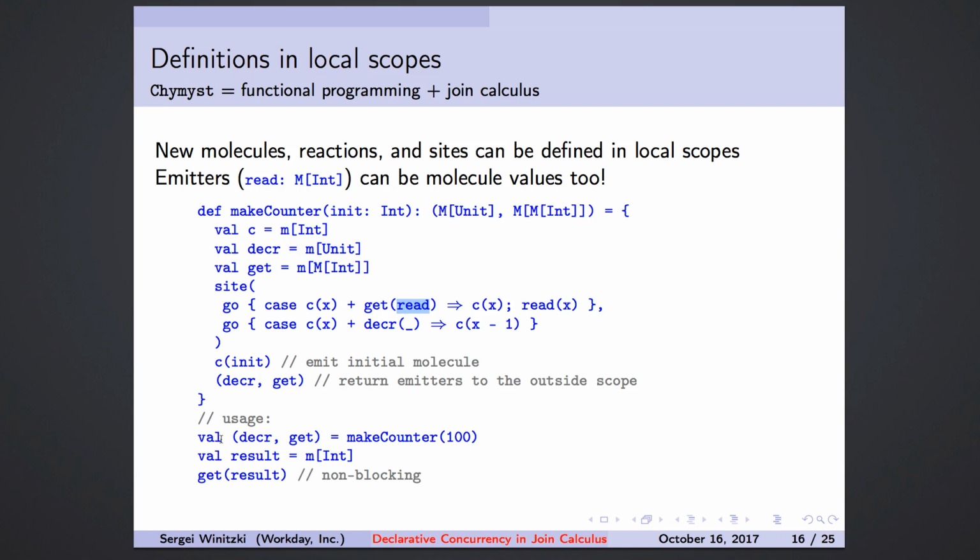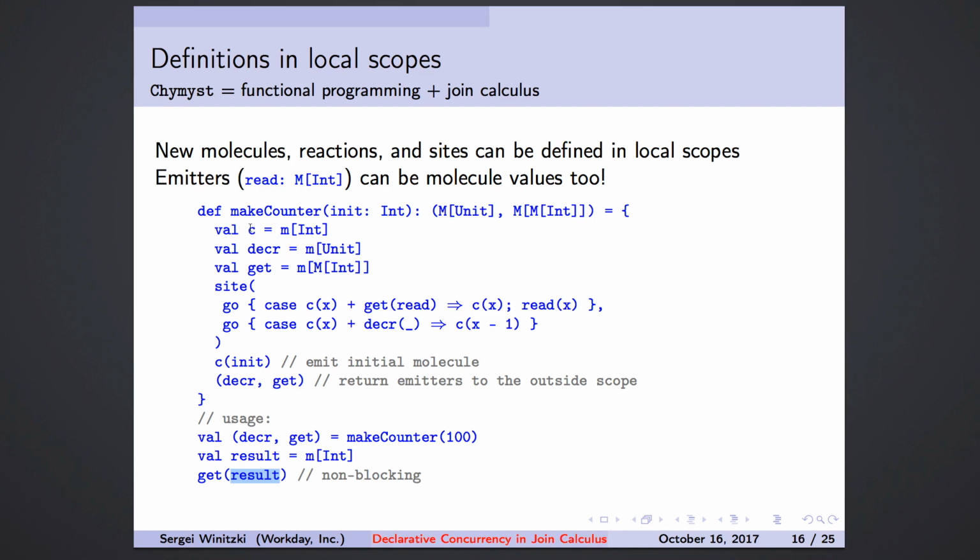So here's how we use that. We say Decr and get is make counter, and then result is some molecule, and then we put that molecule onto the get and emit that, and later the result will be emitted. So now we can define some new chemistry using result. Now, why is this helpful? It's helpful because the counter is hidden.